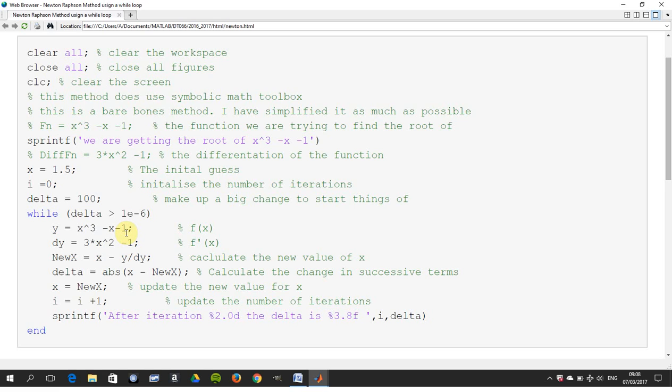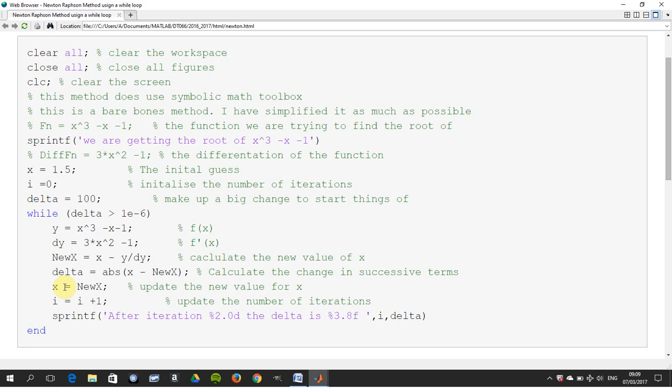So there's y, there's dy, my new x here is my old x minus y over dy. And my delta is the absolute value of x minus new x. So I'm getting the absolute value. Why do I need the absolute value? Because I need to make the changes positive, because my delta here is my positive change, which must be greater than 1e to the minus 6. So I've got my new x there.